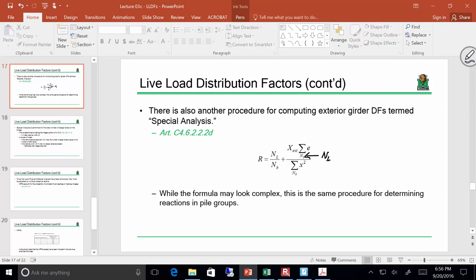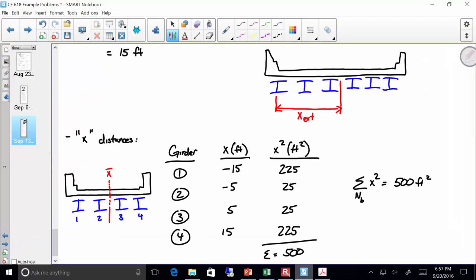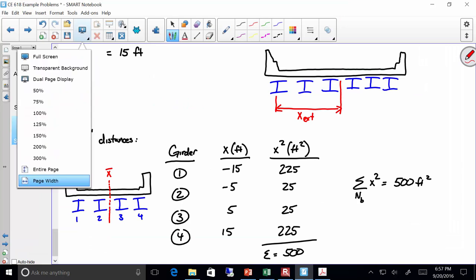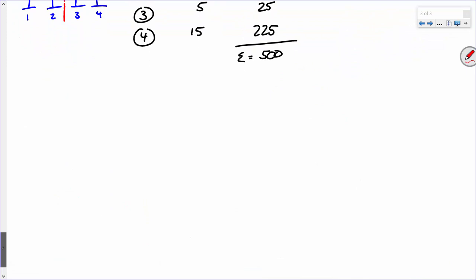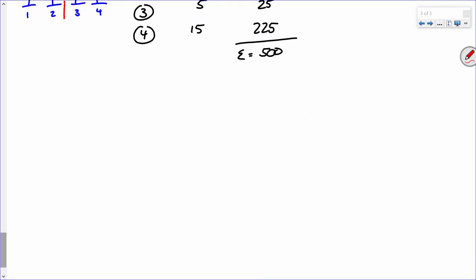All right, so far so good? So we're going to conduct special analysis twice: once with an NL of 1 and a second one with NL of 2. Let's see how we would do that. I'm going to do my best to be artistic with this because I have to be somewhat artistic in my diagrams. All right, so let's look at our E distances.